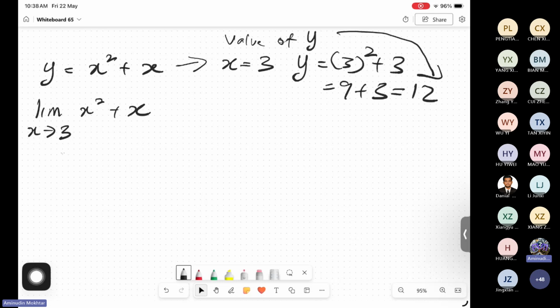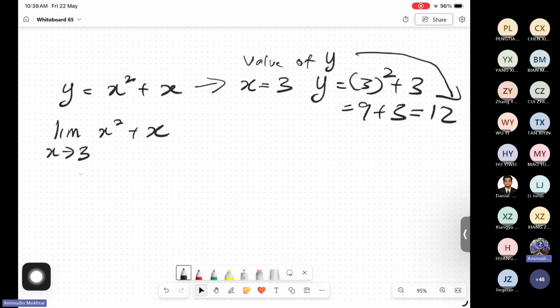But based on the rule of limit, the limit of the function can be calculated. We can find the limit of the function by applying the concept of the value of the function. In other words, the first step, if we want to find the limit, I think it's better to apply the concept first, and then check whether we can get the answer or not. So for this example, let's say we need to find the limit when x approaches 3 for the function x squared plus x.